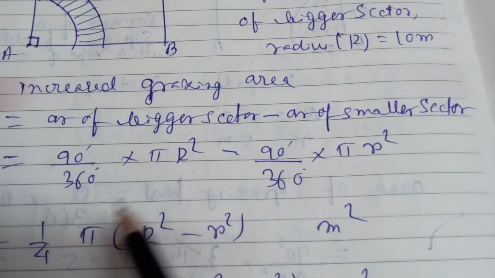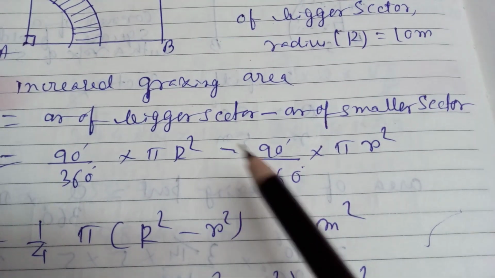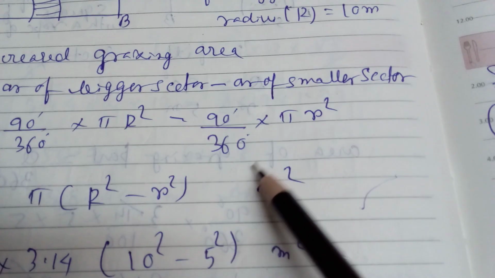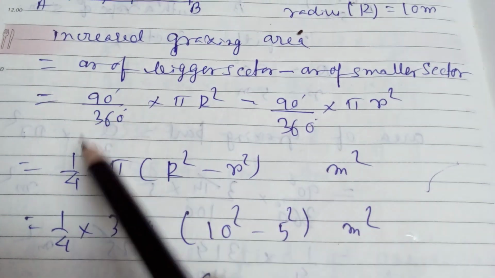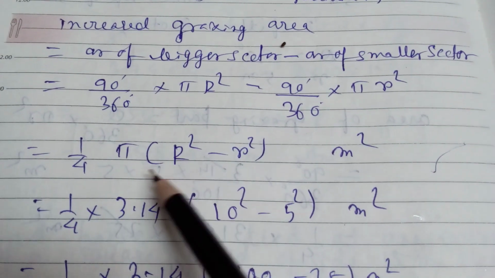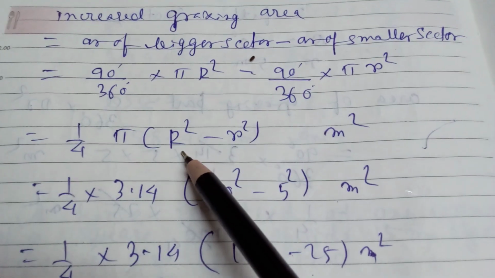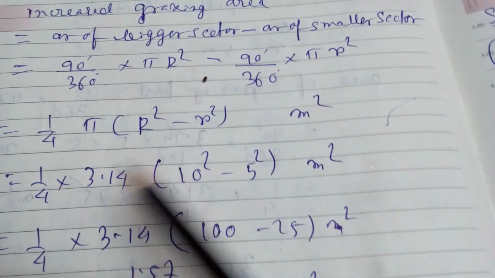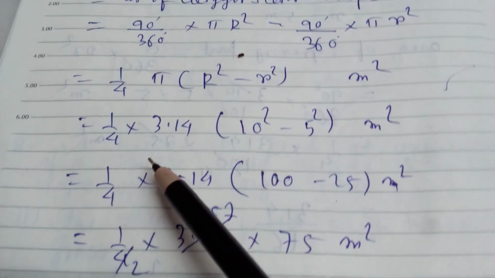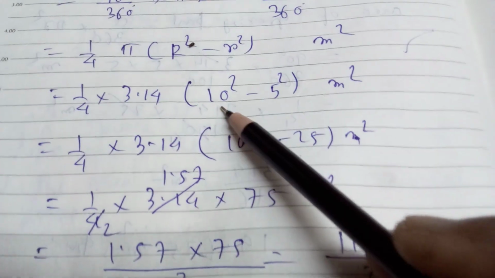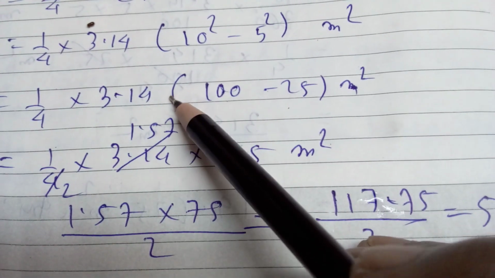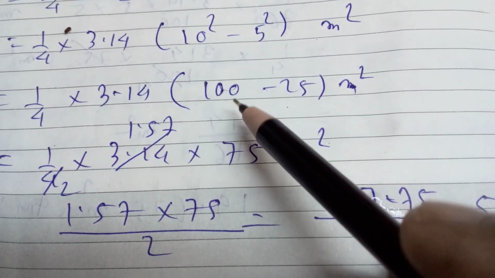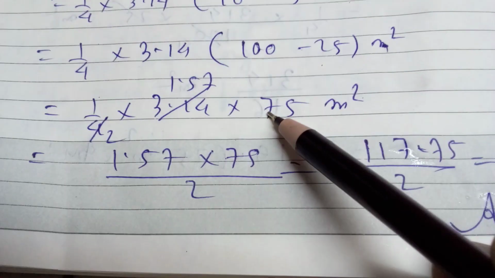So 90 by 360 into pi capital R square minus 90 by 360 into pi small r square. Here 90 by 360 is 1 by 4. So 1 by 4 pi is common. So in bracket you write capital R square minus small r square meter square. So 1 by 4 into 3.14 into 10 square minus 5 square. So 1 by 4 into 3.14 in bracket 100 minus 25, that is 75.